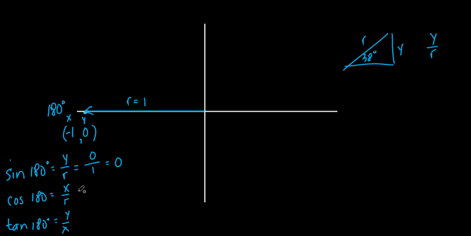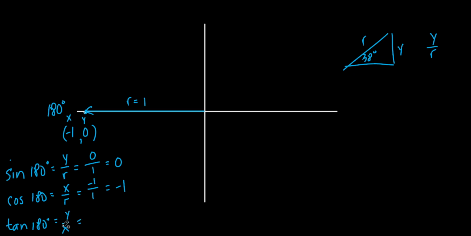Okay. So what is the cosine of 180? It's -1. It's x over r, correct? So it's -1 over what? 1, because r is 1. What is -1 over 1? It's -1. Anybody doing this in your calculator? Did you get the sine of 180 to be 0? Yeah. Did you get the cosine of 180 to be -1? Yep. This is the reason why your calculator gives you those answers.